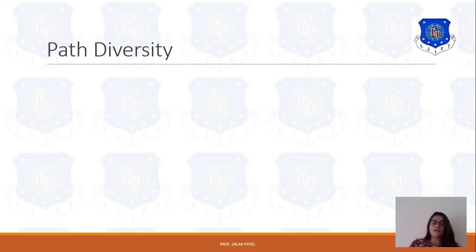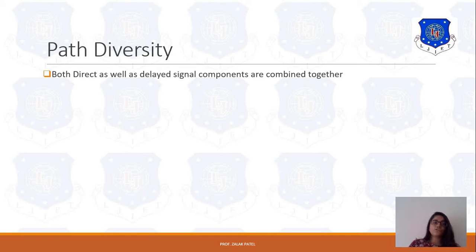Next is path diversity. In path diversity, both direct as well as delayed signal components are combined together. If you remember the case of multipath propagation or line of sight, then it is necessary to note down this figure.